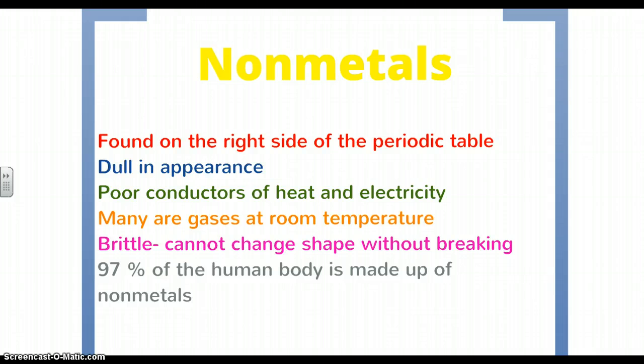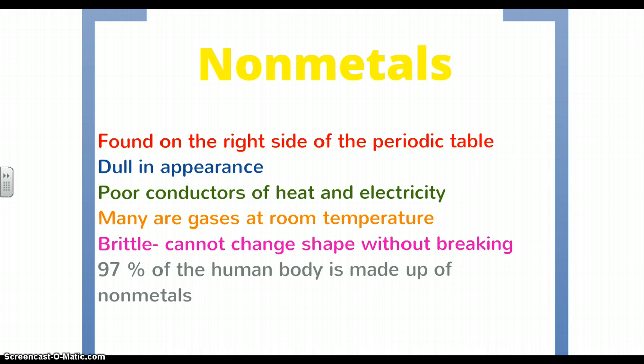If you have a plastic fork of some sort, that's a poor conductor. Oxygen, as one of our nonmetals, is a pretty poor conductor of electricity, so you don't shock someone and it travels through the air and gets someone else. Many of the nonmetals are gases at room temperature. Ten of them are going to be gases, 5 are going to be solids, and only 1 is going to be a liquid, and that's bromine, the one nonmetal that's a liquid.